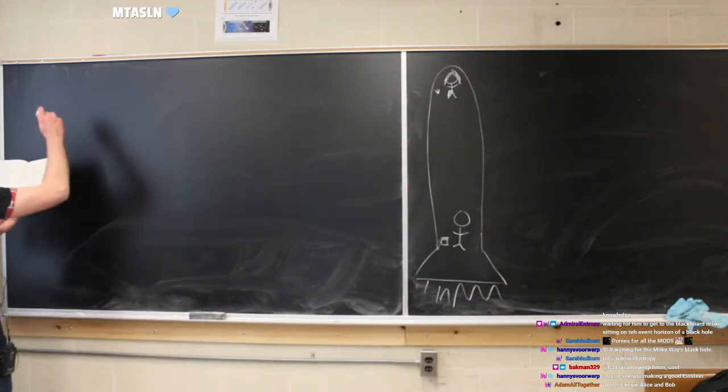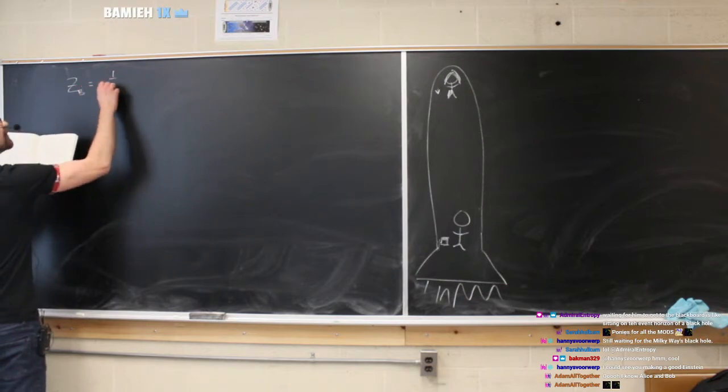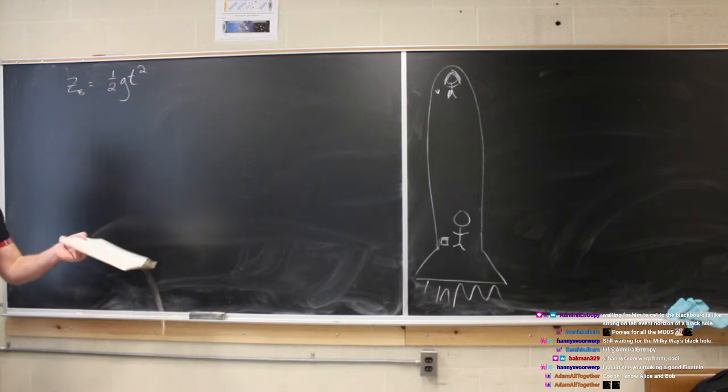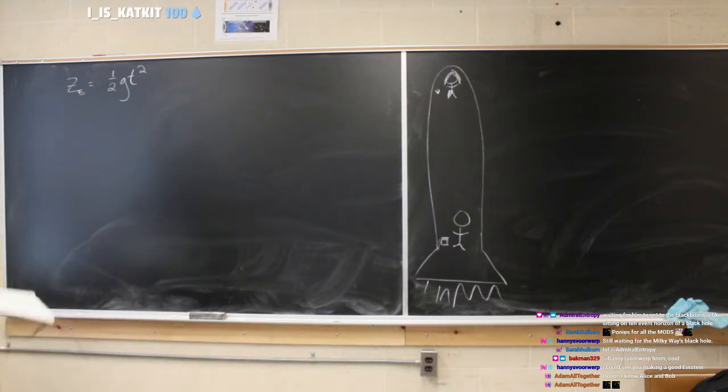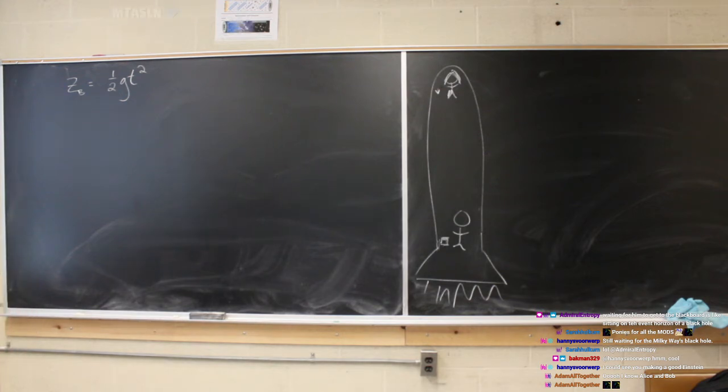Suppose we make Bob's position z_B equal to 1/2 g t squared. That's going to be Bob's position at any time, where g is the acceleration due to gravity and t is the time. Let's make this a function of t.